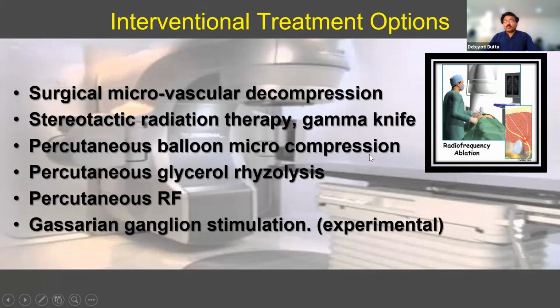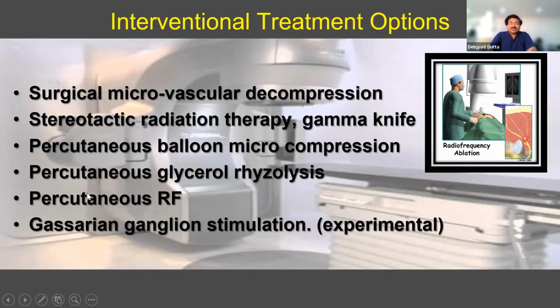Percutaneous balloon microcompression is another technique that is practiced for trigeminal neuralgia. Percutaneous glycerol rhizolysis, when we do not have RF, even when I used to practice in a government hospital in West Bengal, at that time I used to do a lot of glycerol rhizolysis, because here it is very simple. You just need a needle and glycerol. Glycerol is usually found in laboratory reagents, so you can take 100% and use that.